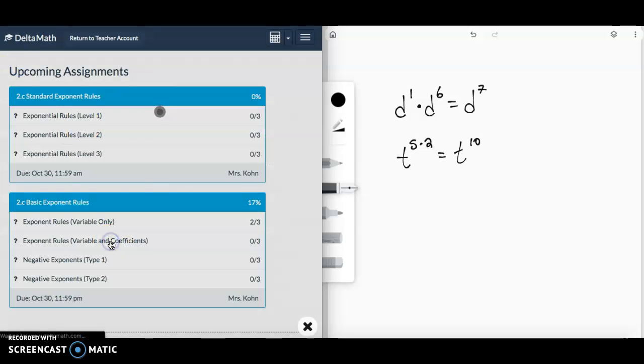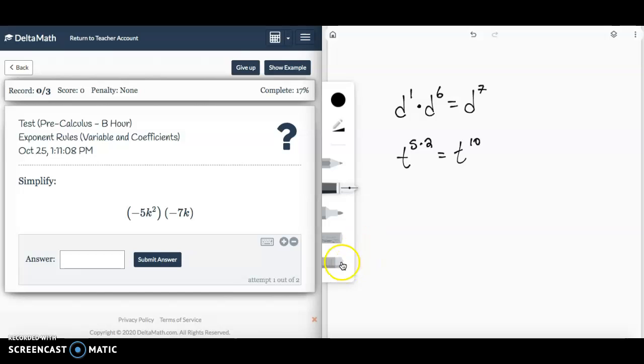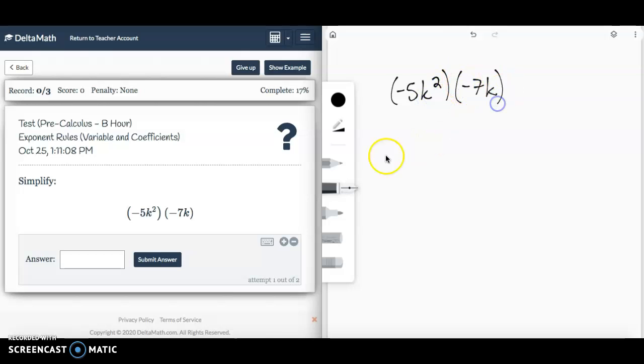Let's go ahead and do some variables and coefficients. So this one I have negative 5k squared times negative 7k. I'm going to worry about multiplying my coefficients first, right? So if I have negative 5k squared times negative 7k, I'm multiplying those. The first thing I'm going to do is, whenever I have numeric coefficients, multiply those together. So negative 5 times negative 7 would give me a positive 35.